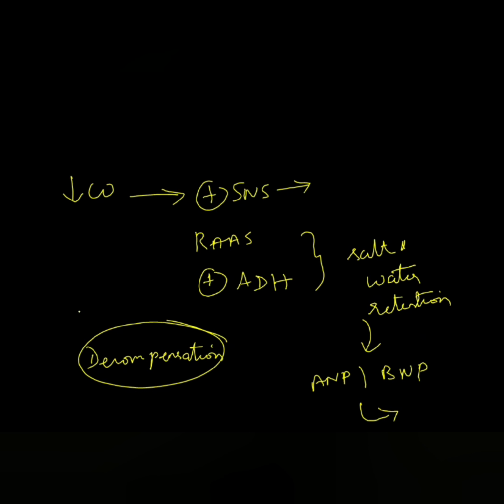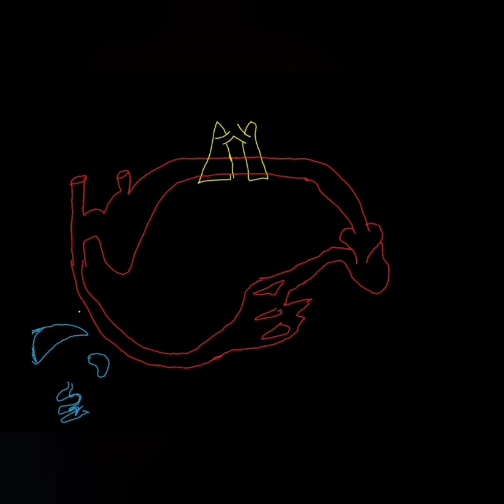So initially in your compensatory stages, there can be dilation and hypertrophy of your right ventricle, which will be more deranged when it becomes decompensated. Now, the right ventricle can handle volume better than pressure. So it can handle an increase in volume to a better extent than pressure overload.